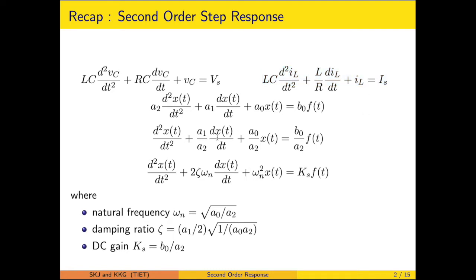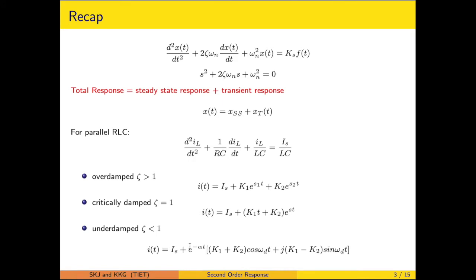These equations are rearranged into the standard form, so the equation is written likewise. The omega n, which is the natural frequency, is expressed as root of A0 upon A2. The damping ratio term zeta is equal to A1 upon 2 root of A0 A2. DC gain Ks is equal to B0 upon A2. You need not recollect these numerical values or coefficients A0, A2 as such. You can easily correlate them with the final equation.